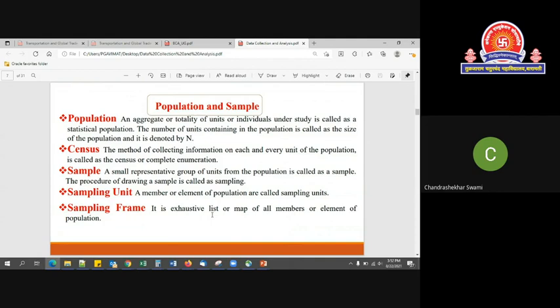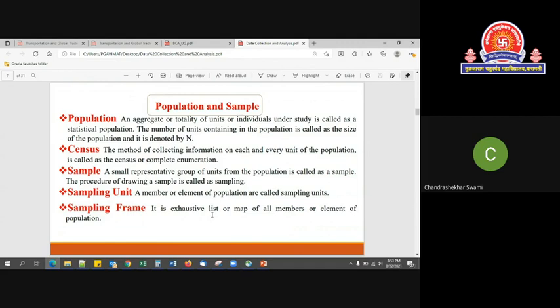So there are two very basic terminologies used while studying sampling techniques. One is sampling unit and another is sampling frame. What is meant by sampling unit? A member or element of the population is called a sampling unit. A member, unit, or individual element of a population is called a sampling unit.